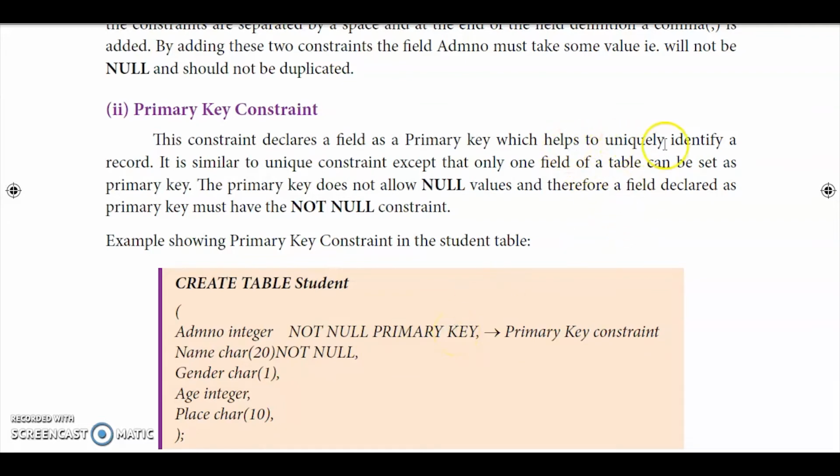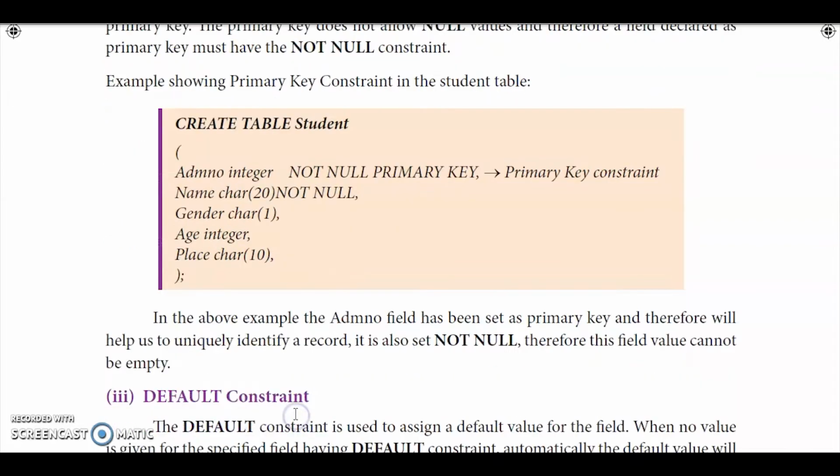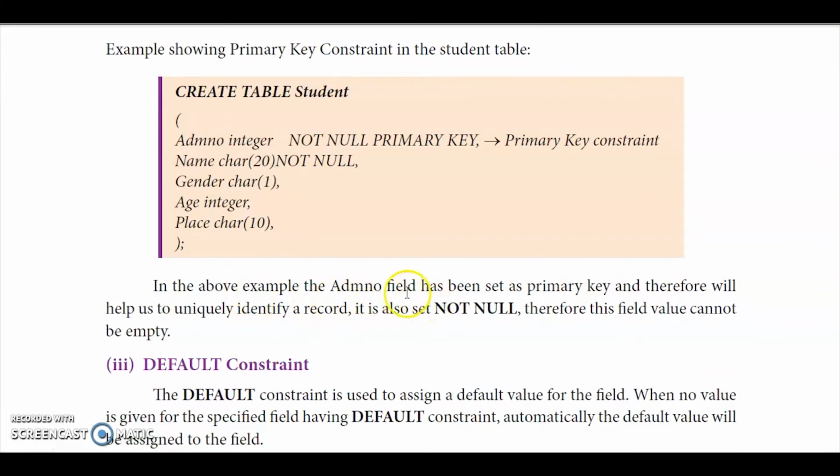It helps to uniquely identify a record. So for setting a primary key, that particular field must be not null. It must have the constraint not null also. Clear? In the above example, the admission number field has been set as a primary key and therefore will help us to uniquely identify a record. It is also set not null. Therefore, this field value cannot be empty.